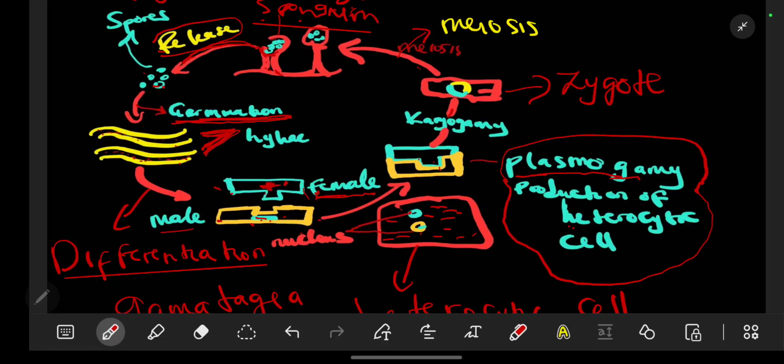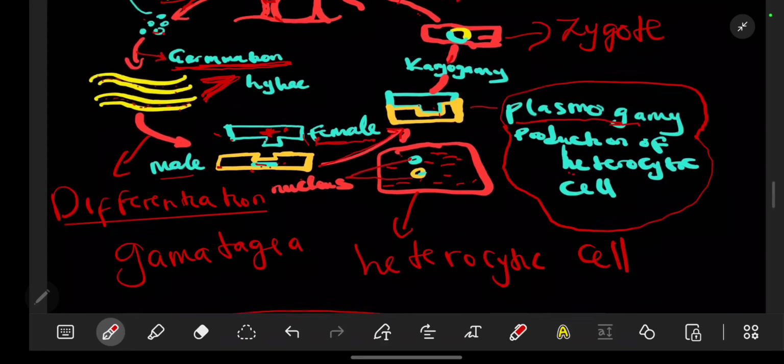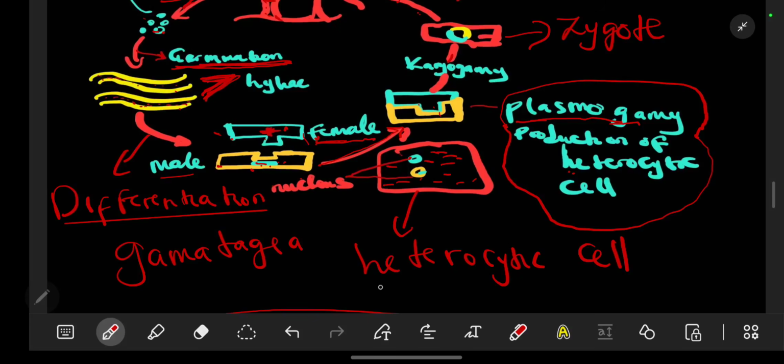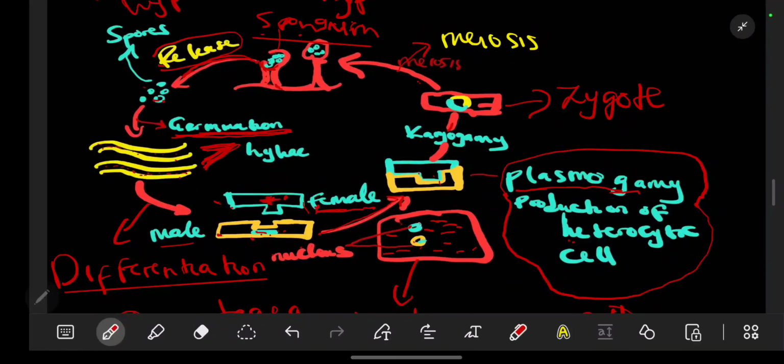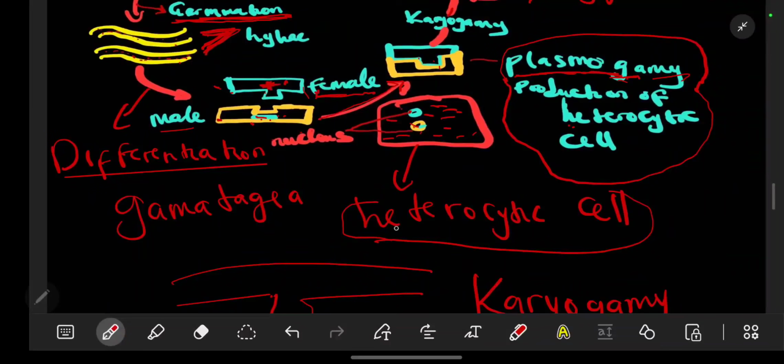Then from there will be the process of plasmogamy, in which these two fuse. When they fuse, they form what we call an heterocytic cell. This heterocytic cell contains both the male and the female nucleus, like that. Plasmogamy is simply the fusion of the cytoplasm, which leads to the production of an heterocytic cell.